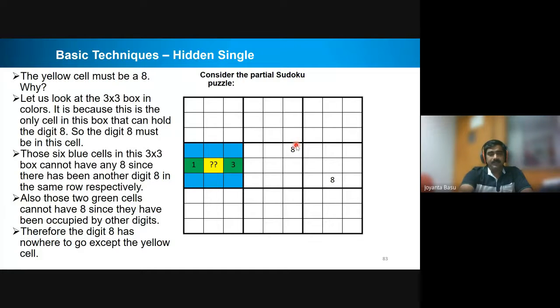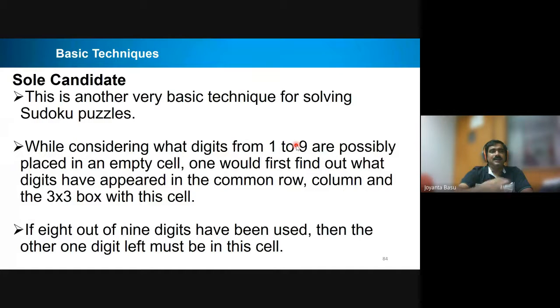Okay. Next technique is the sole candidate. This is another very basic technique for solving Sudoku puzzles. While considering what digit from 1 to 9 can possibly be placed in any empty cell, one could first find out what digits have appeared in the common row, column, and 3 by 3 box with the cell. Okay, let's go to the example.